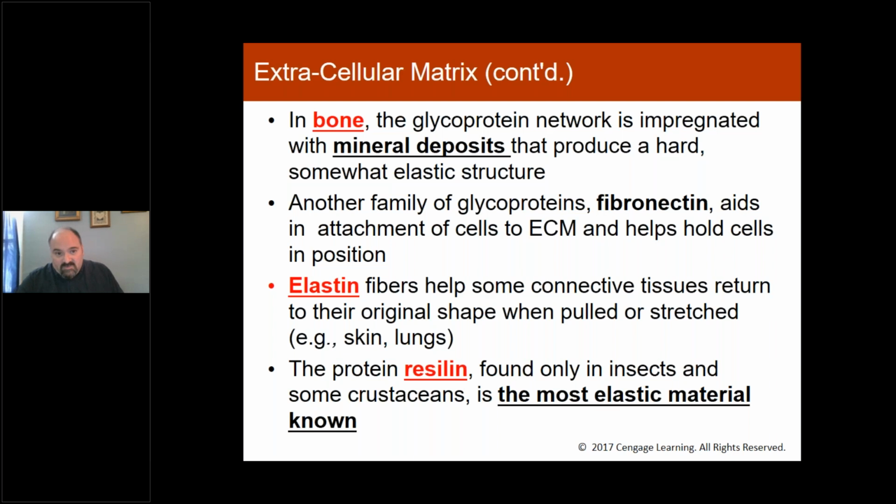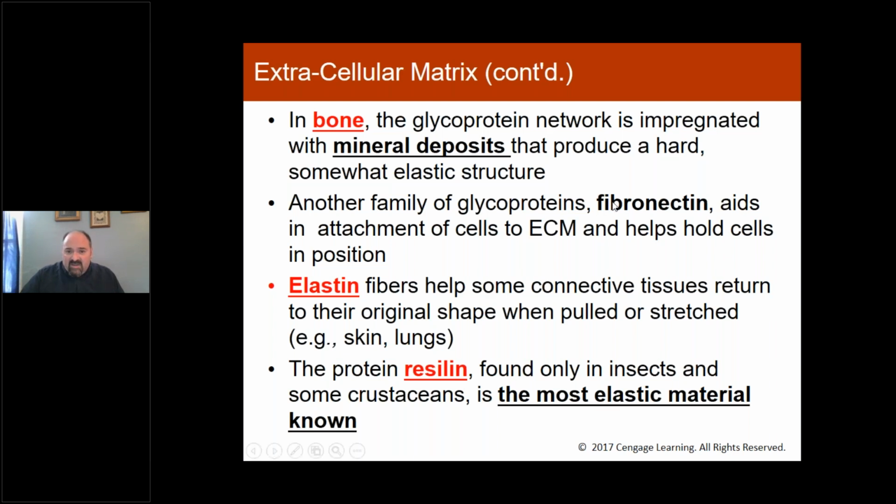So in particular, now we're speaking about bone, right? In the bone, in addition to these collagen fibers, we also have mineral deposits that produce a hard and somewhat elastic structure. So interesting, right? The mineral deposits as well as the collagen fibers really allow for a very hard substance. Bone is dense and hard, yet it also has a little bit of a bend to it, okay? So really, your bone has a little bit of a give to it. Not a lot, but a little bit, as a result of the collagenous fibers and such.